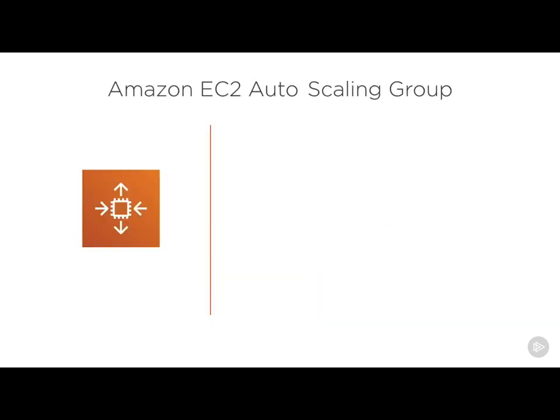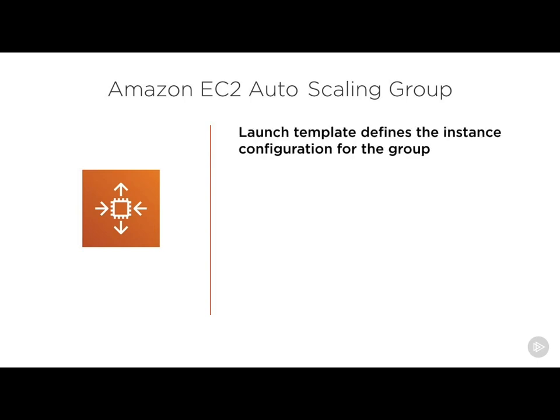So within EC2 auto-scaling groups, first of all, there is a launch template that defines the instance configuration for the group. So if you know, for example, that you're going to want to have a Windows 2019 server and it needs to be a certain instance type, and you know that it's going to need to have a certain security group associated with it, you can define all of those settings within the launch template. And then every instance that gets launched within the auto-scaling group will have those characteristics.